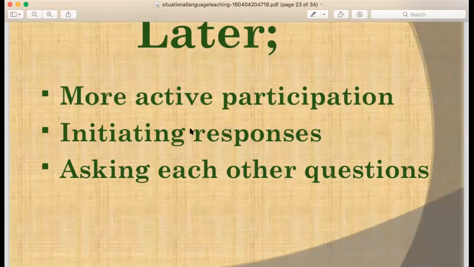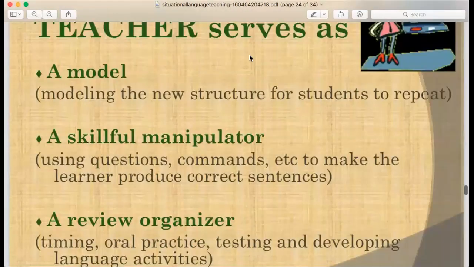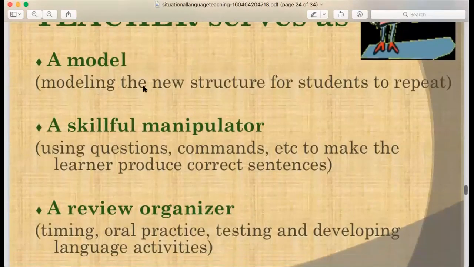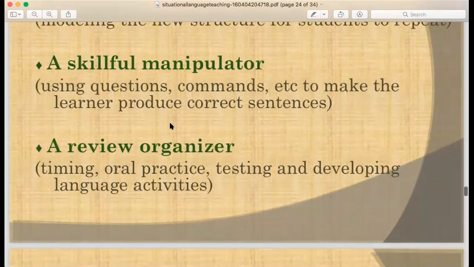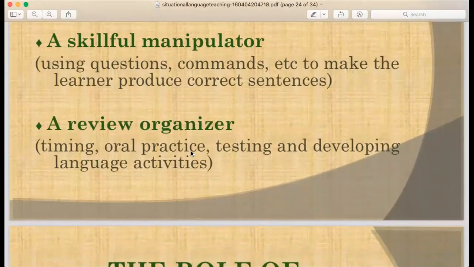Other than that, the role of the teacher, a model, as in audiolingual method. Okay, skillful manipulator, using questions, commands, produces correct sentences. All of this we have done in audiolingual method. She gives oral practice also. She develops testing and developing language activities. She might be review organizer. She might select from whatever is provided in the book by Palmer and Hornby.